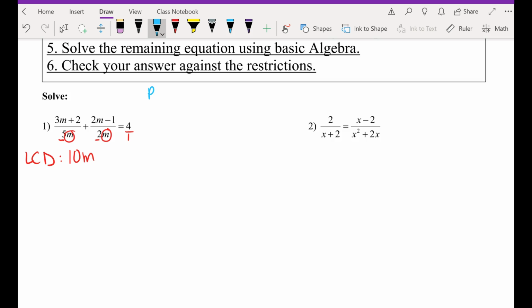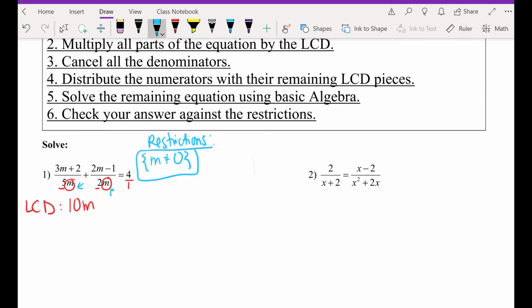Then it also says find the restrictions. For restrictions, what you want to do is take each denominator and set it equal to 0. Because both denominators have an m, you don't have to write it twice, just take one and set it equal to 0. So the restriction is m can never ever be 0. Now, more than ever, you're going to see why restrictions are important in solving.